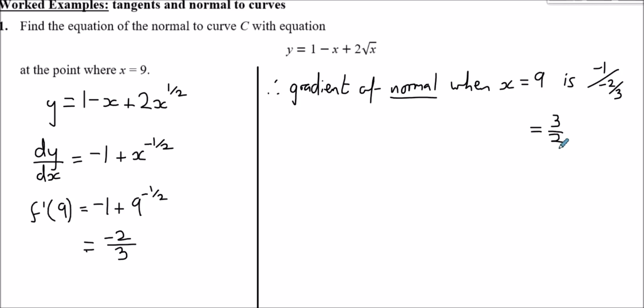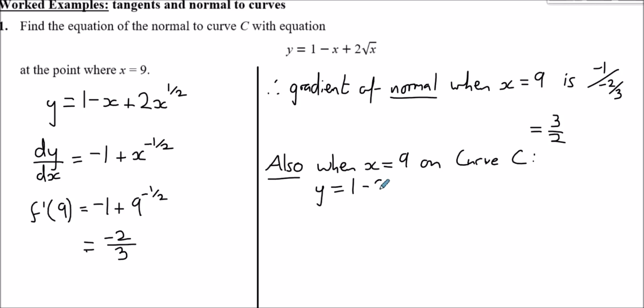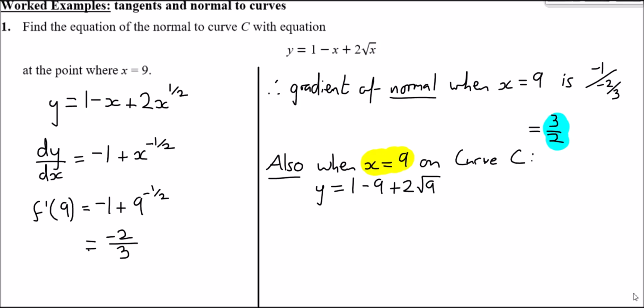So what we need to do here as well is to be thinking of the value of y. So we know the value of x is 9. We can also work out the value of y on this curve by substituting in where x is equal to 9. So also, when x equals 9, on the curve C, we've got that y equals 1 minus 9 plus 2 lots of the square root of 9. And this is going to equal minus 2. And so y is going to equal minus 2.